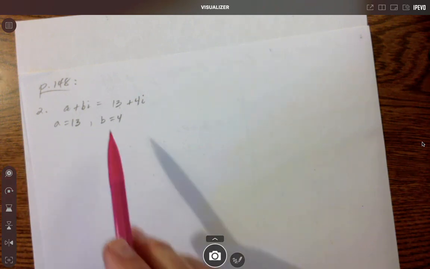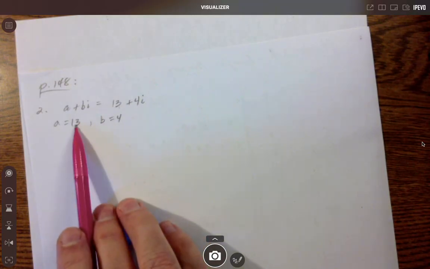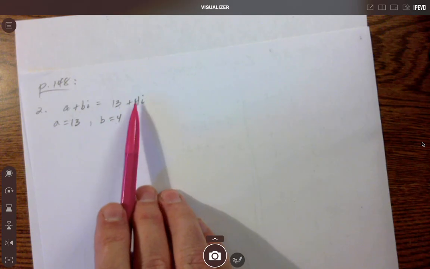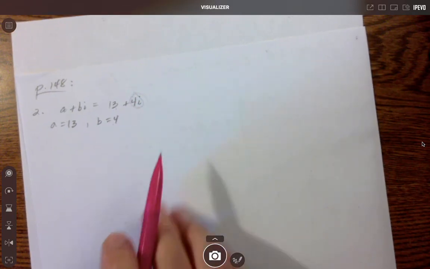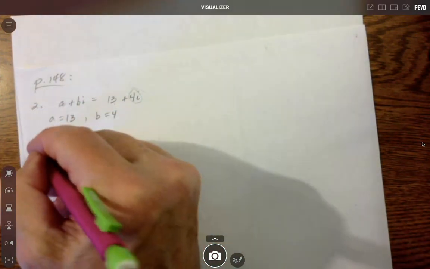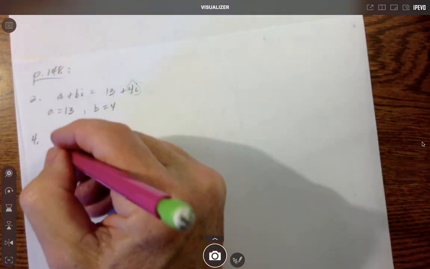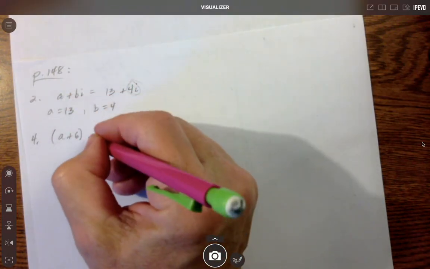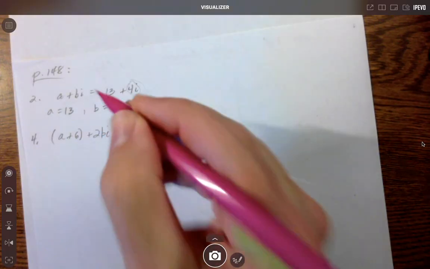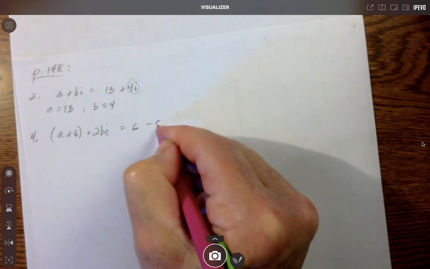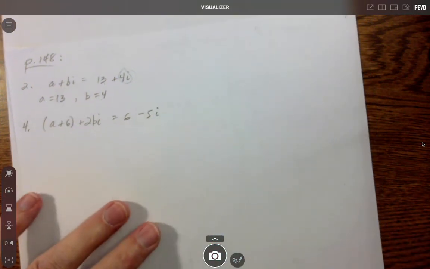Even though in the directions it says find real numbers a and b, well, 13 is a real number and 4 is also a real number. But when you put an i next to that 4, this is imaginary. All right. And let's look at number 4. So number 4 says a plus 6 in parentheses plus 2bi equals 6 minus 5i. So the question is, what is a and b?